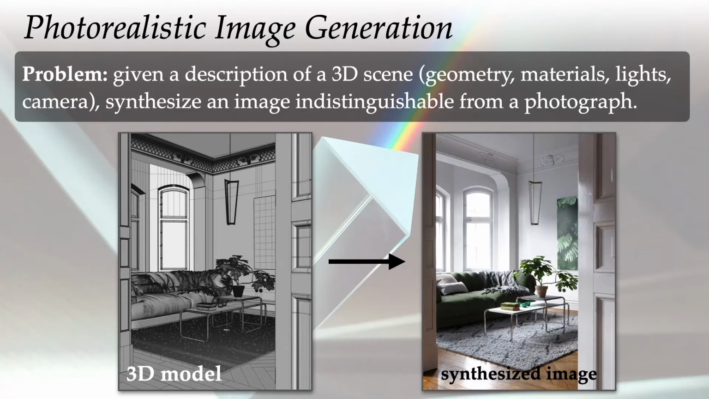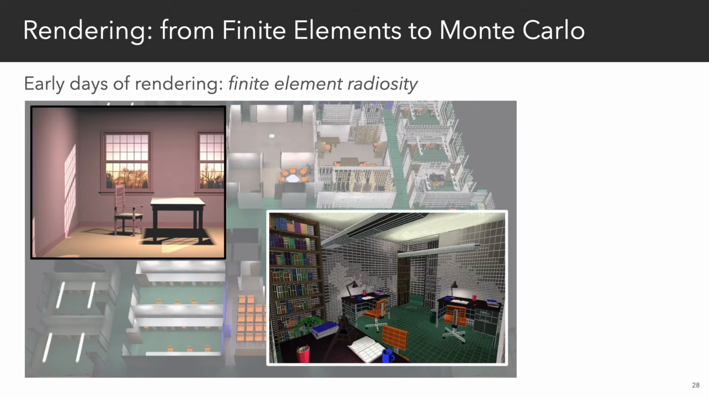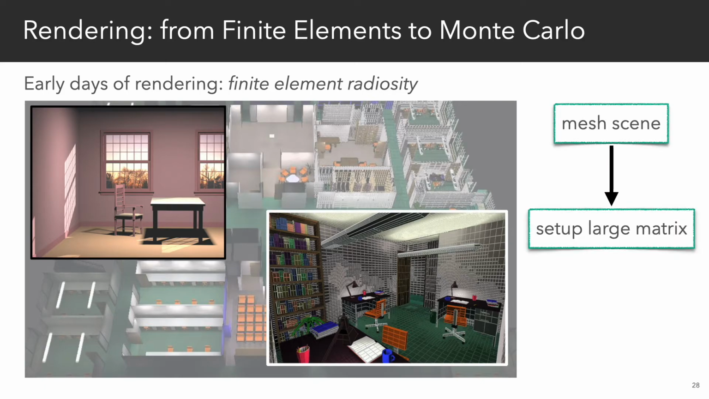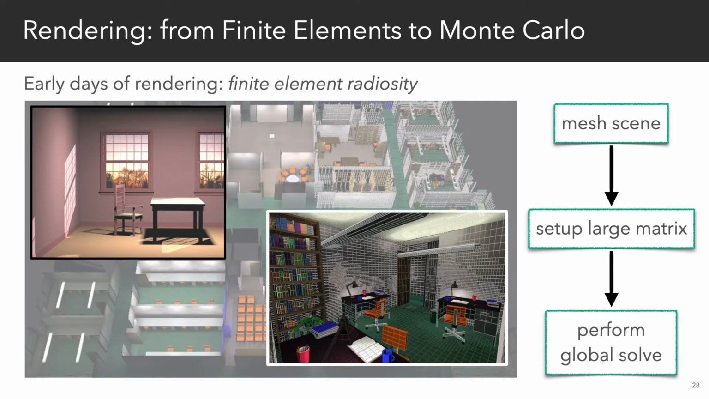So, back in the 90s, people ran up against the same problems in rendering. If we wanted to make a photorealistic image, given a description of the geometry, materials, and lights in a 3D scene, then we would use something called finite element radiosity, where we make a mesh of the scene, build a large linear system, and solve for illumination everywhere in the scene by inverting the linear system.